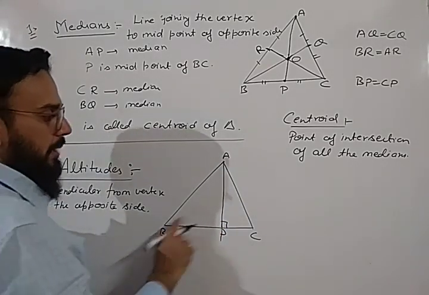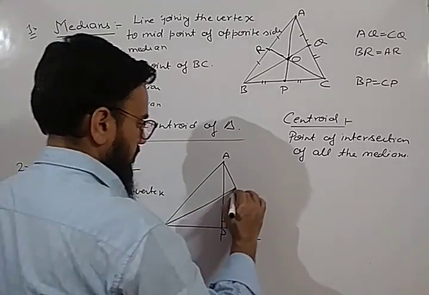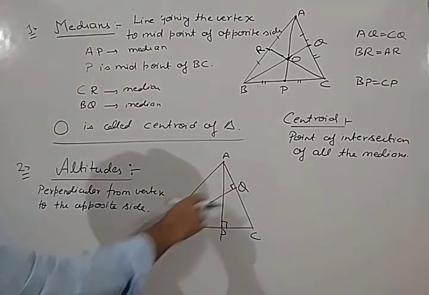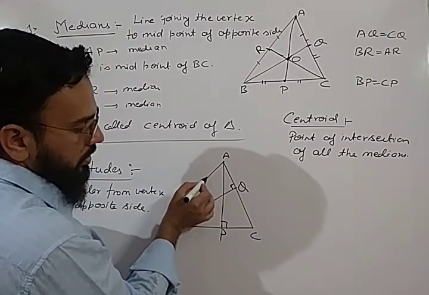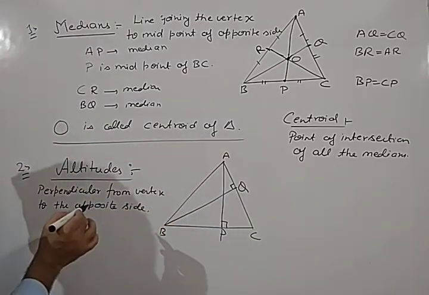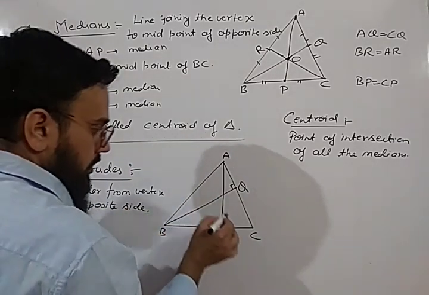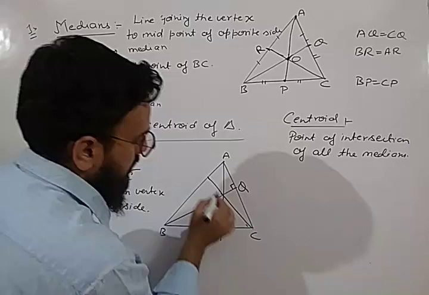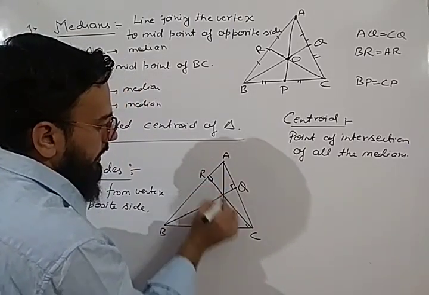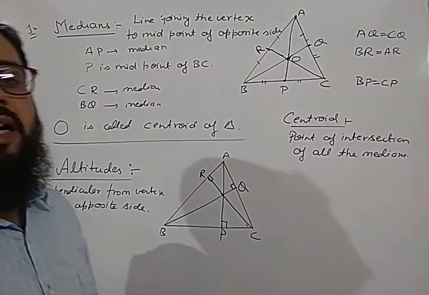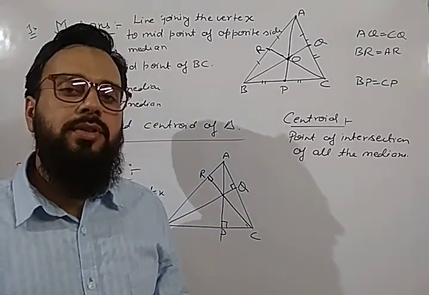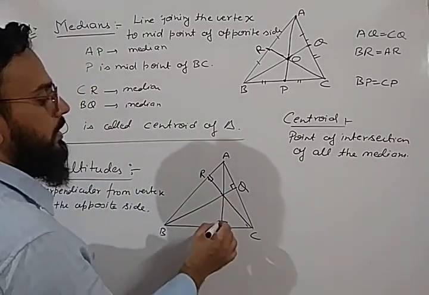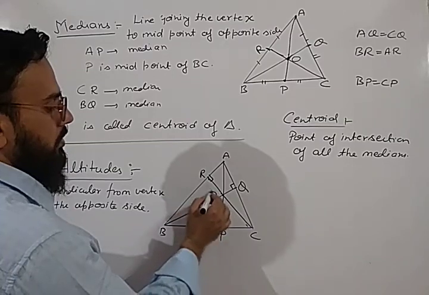Similarly, if you draw from B a perpendicular, suppose this angle is 90 degrees, let us consider it as Q. So BQ is also an altitude. Similarly, if we draw a perpendicular from this point, suppose this is CR, this is also 90 degrees, so it will also be an altitude. If we draw all the three altitudes from the three vertices of a triangle, then they will also meet at a single point. Suppose this point is considered as O.